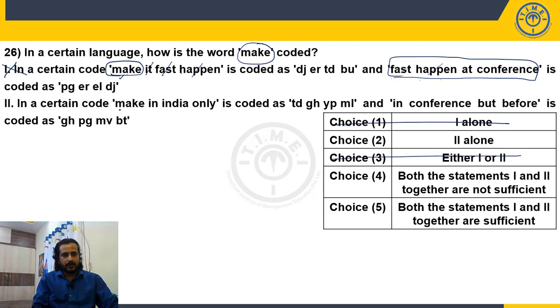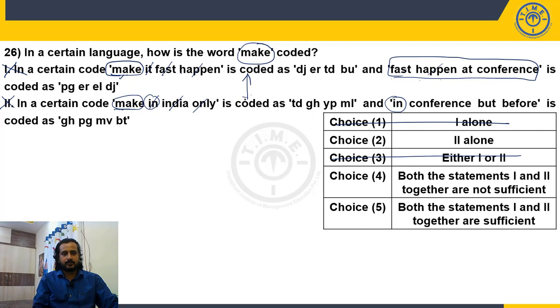Now come to statement 2. Here I have make. And in these two statements, make in India only, in conference but before. So when we don't have make common, you should eliminate the remaining 3. Can you eliminate the remaining 3? No, I can eliminate only in. So is 2 alone sufficient? No. So combine these two.